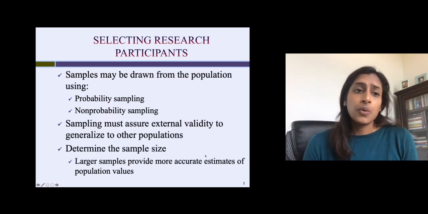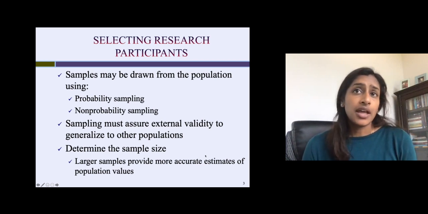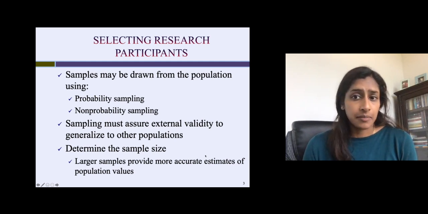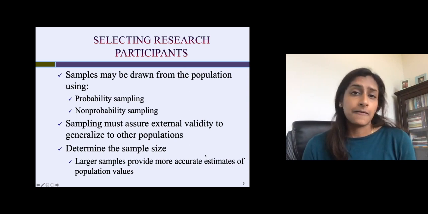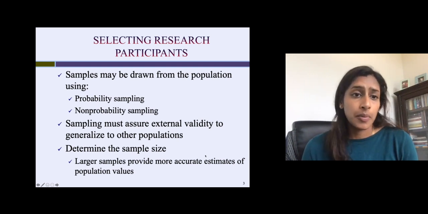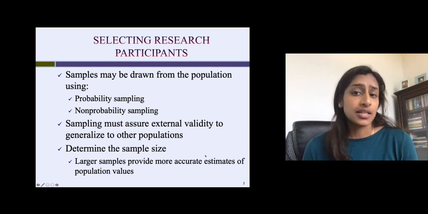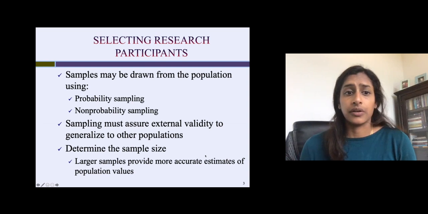Okay, so when we are sampling from our population, you can do so in two ways. You can have probability sampling, which is the type of sampling procedure in which I'm able to specify the probability that any member of a population will be included in my sample. This is slightly different from non-probability sampling, which is a type of sampling where I cannot specify the probability that any member of the population will be included in my particular sample.